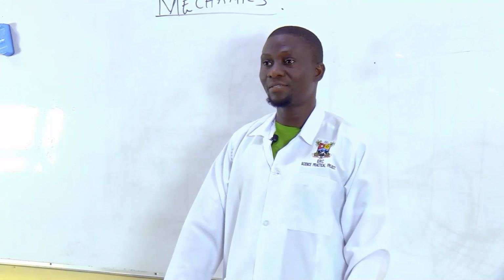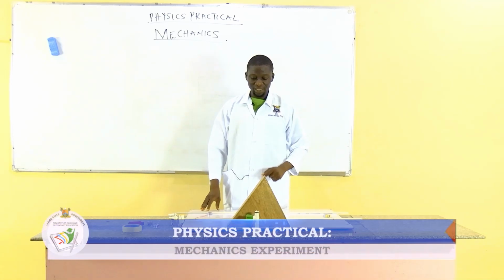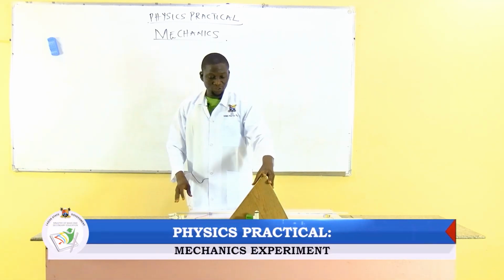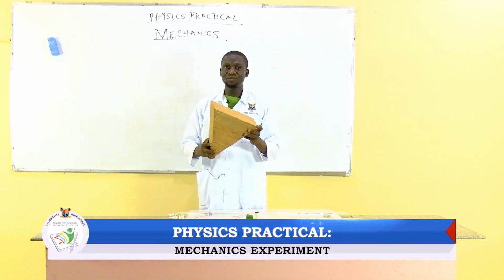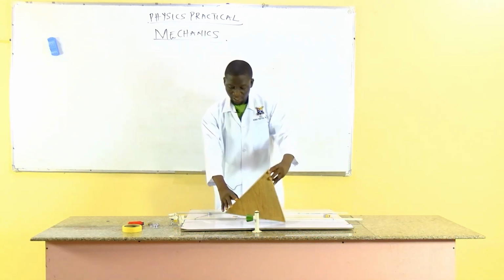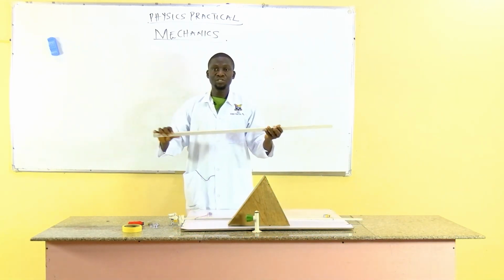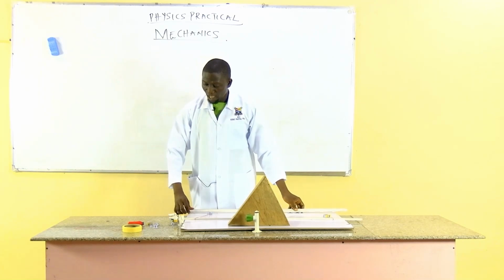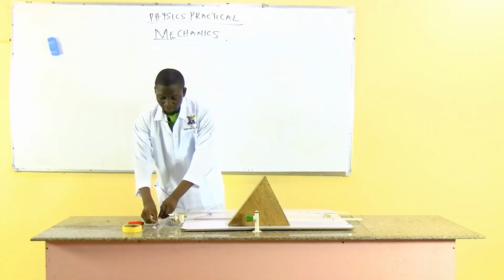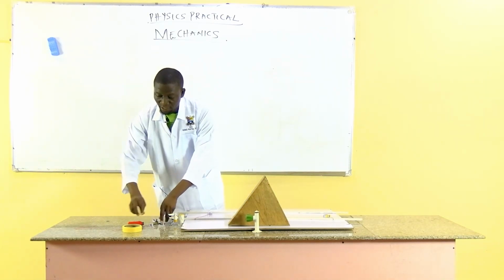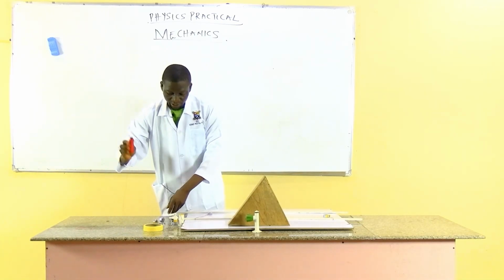Our practical class today will be based on mechanics, and what we are treating in mechanics is equilibrium. With me, I have the following apparatus here. I have a knife edge here. You can see the knife edge. I have a meter rule here, which is 100 centimeter. I have masses here. You can see the masses here. Then a tape, a thread.